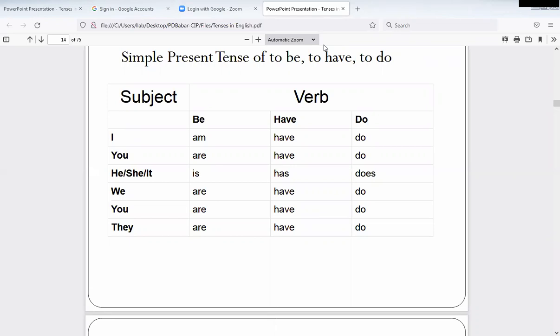Then after we, we are using are as a to be form. The to be form that we are using after we is are.